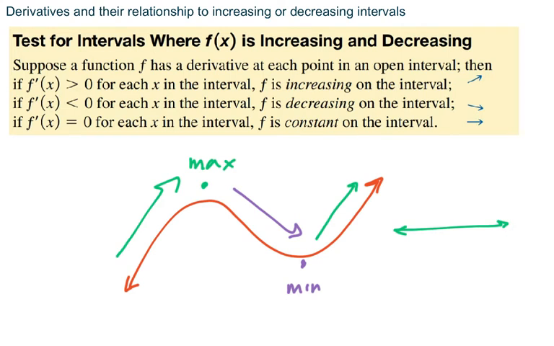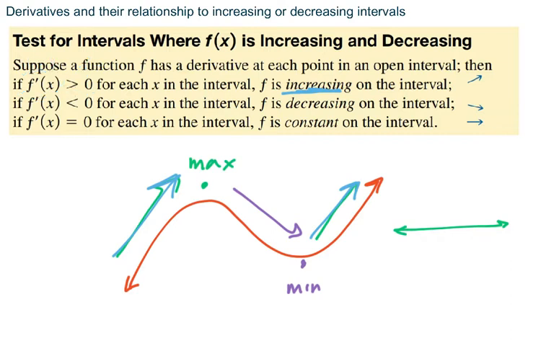Essentially, the idea here is that we know a derivative represents the slope of the tangent line, right? So when you think about derivatives, derivatives are telling you slope. And all that this test for intervals where the function is increasing or decreasing is saying is that if the derivative is greater than 0, that means it's a positive number. And if we have a positive slope, that graph will be increasing.